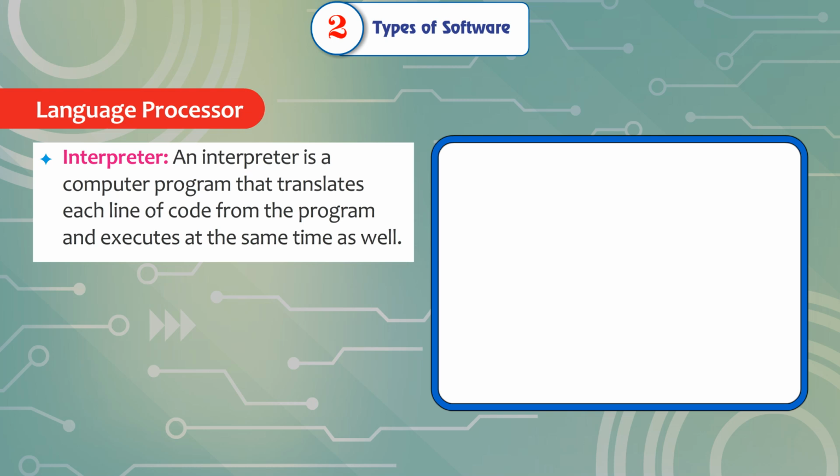Interpreter. An interpreter is a computer program that translates each line of code from the program and executes it at the same time as well. If any errors are observed, the processing will stop at that point and will not move further until the error is sorted. Interpreters convert the code into machine code when the program is run.